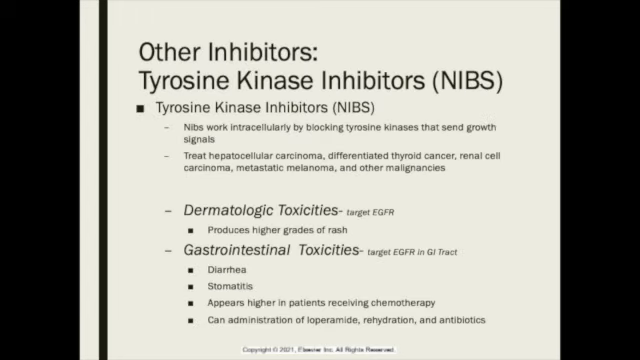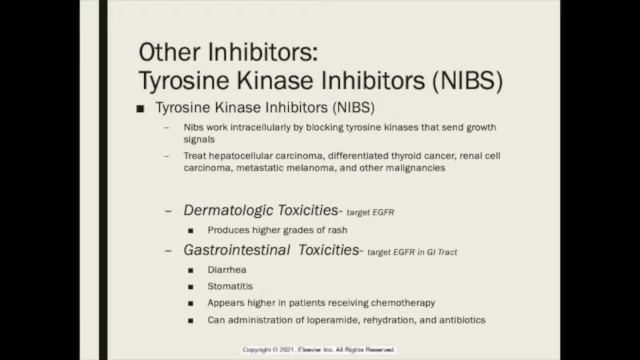There are other inhibitors as well. In addition to the monoclonal antibodies, we have tyrosine kinase inhibitors, and sometimes they're called NIBS. These inhibitors will work intracellularly by blocking tyrosine kinases that send growth signals. If your cell can't send a growth signal, it can't grow and it can't divide. And this is especially helpful when you're trying to keep cancer at bay.